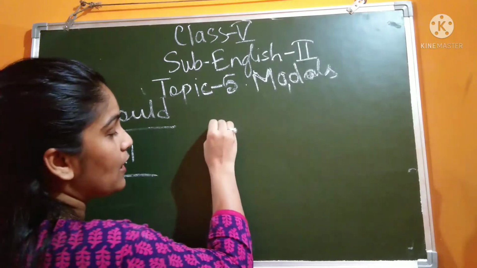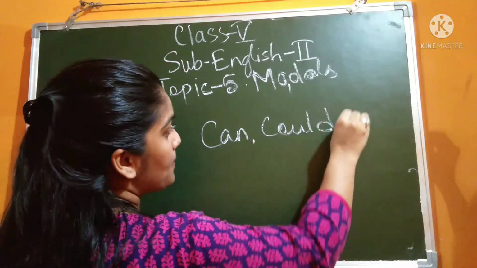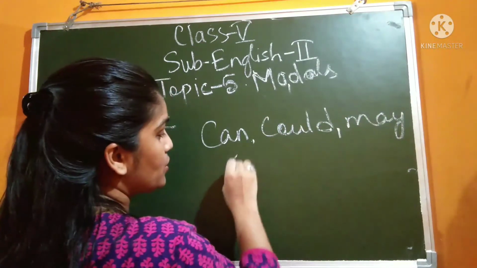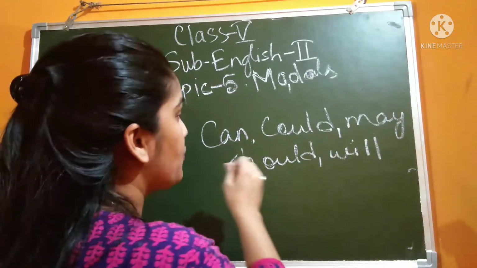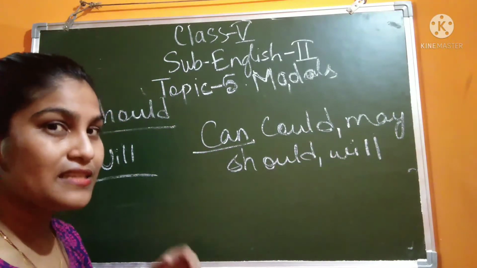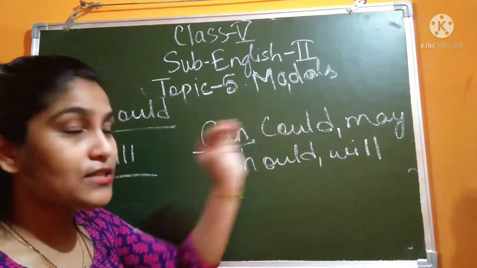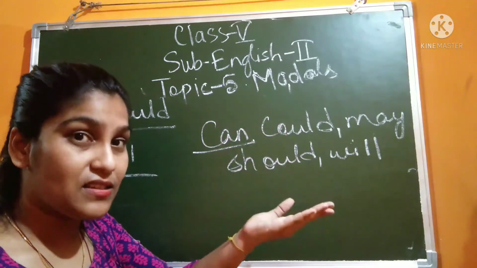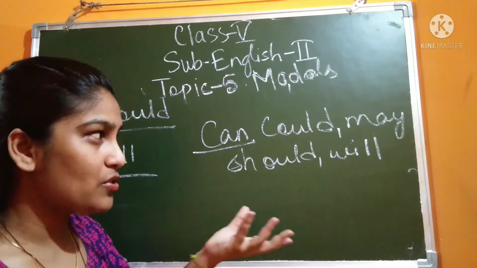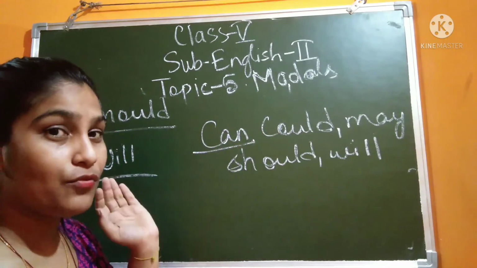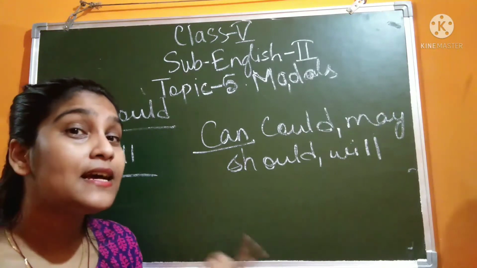So here we have learned about can, could, may, should and will. So first we have learned about can, that it expresses ability, then possibility and also permission. Could is used for ability in the past, right? And also request or possibility. Possibility here also in case of could also. In case of may we have learned that it is used to express polite permission.